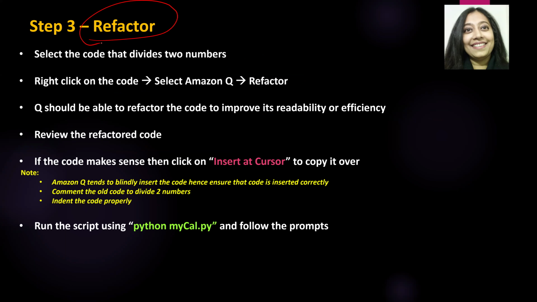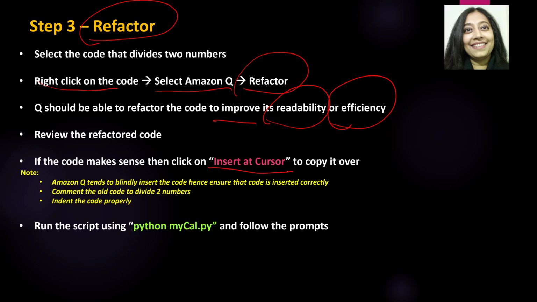Again, simple. Select the piece of code, right click, Amazon Q, refactor. Now what does refactor do? Refactor basically improves the code's readability or efficiency. And we will review the refactored code. Again, if the code makes sense, then we will click on insert at cursor.